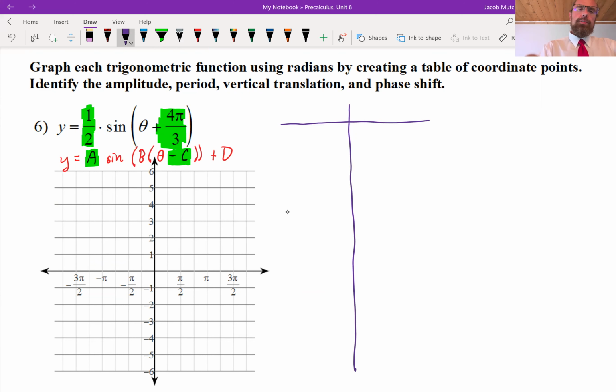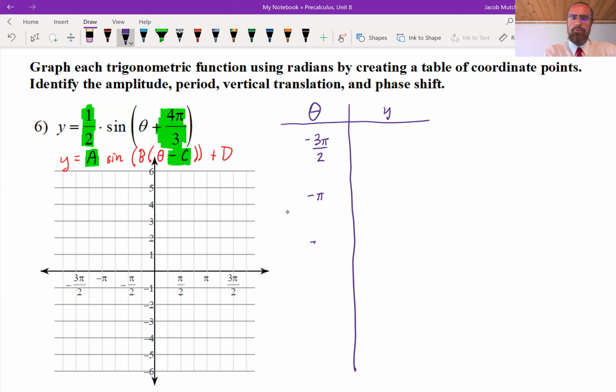And one thing I'm noticing with this one is that I've definitely got plus 4 pi over 3. That is a tricky fraction to add and subtract. So what we can do is I'm just going to follow the lead of the x-axis here. I'm just going to write the values on my x-axis. So negative 3 pi over 2. I'll leave a little space just in case I need to come back, but then I'm going to write negative pi. So I'm just going to mark the ones that are here.